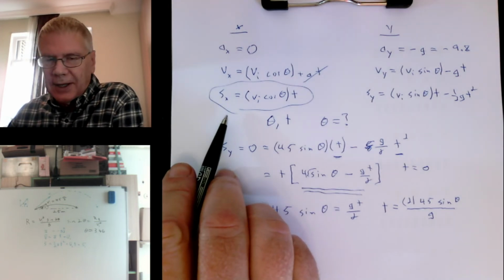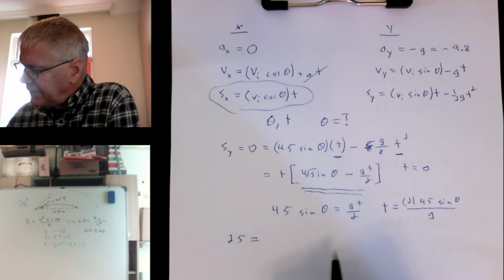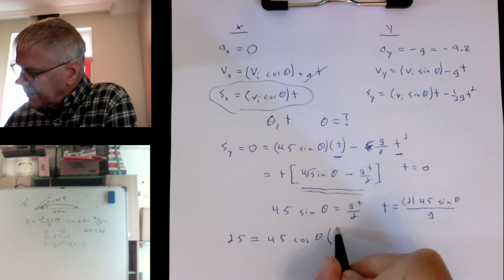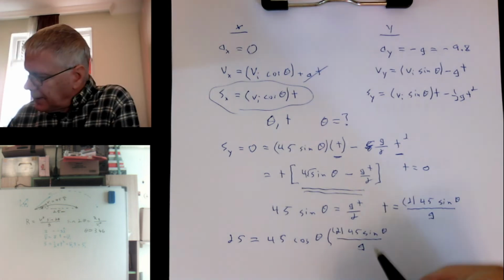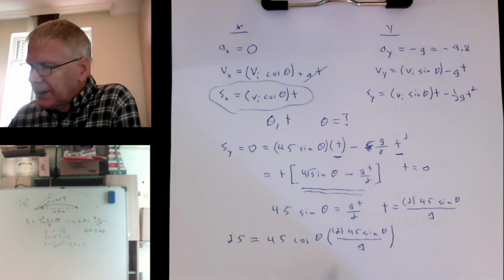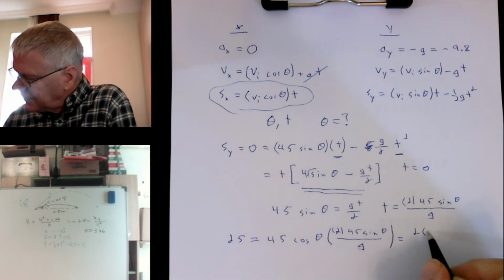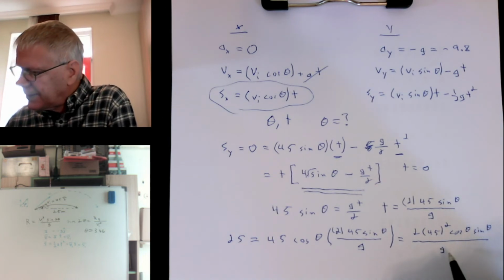And this isn't 0, this is 25. Okay, when it hits the apple, that's 25 meters away. So now for that one, I have 25 is equal to vi, which is 45, cosine theta, times t, which is 2 times 45 times sine theta over g. Okay, so now I can solve this equation for theta. So let's rewrite this. I get 2 times 45 squared times cosine theta sine theta, and have a g down here, right?